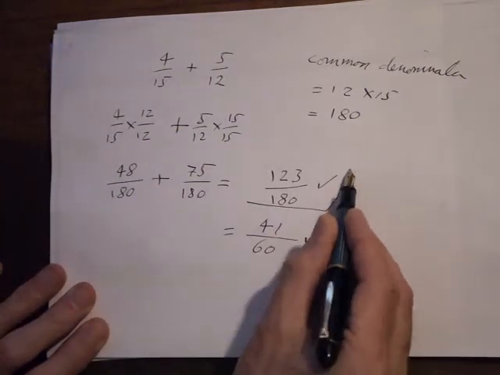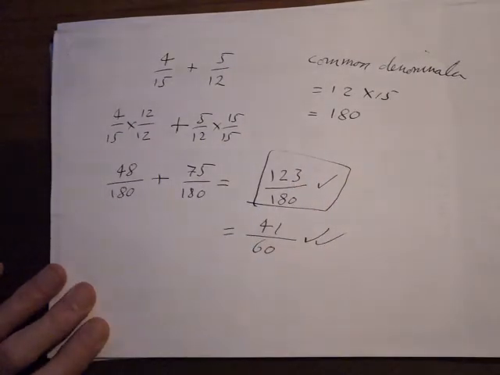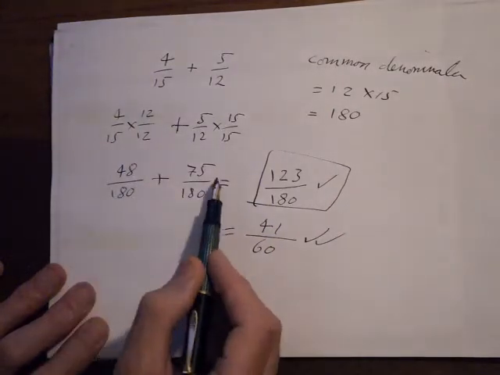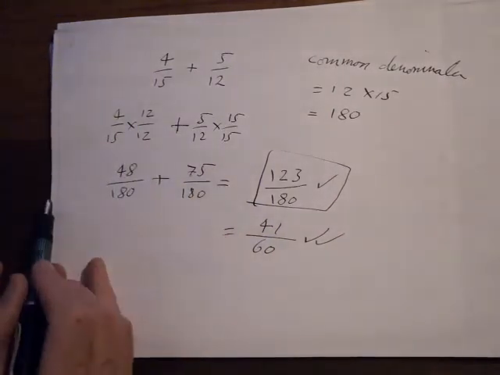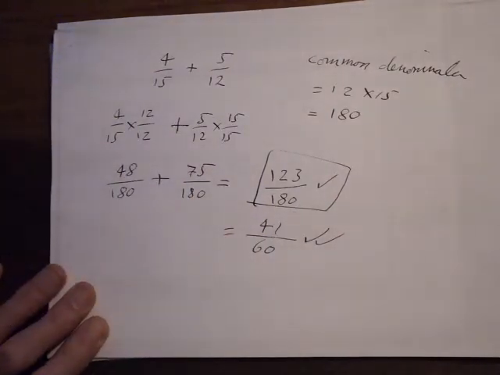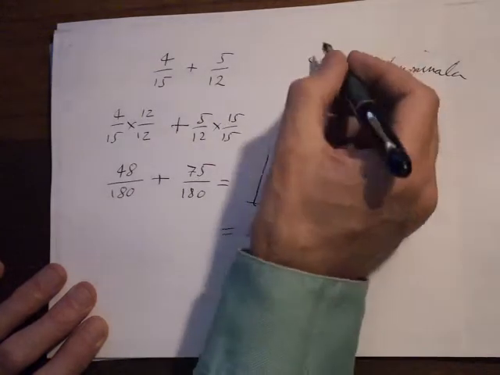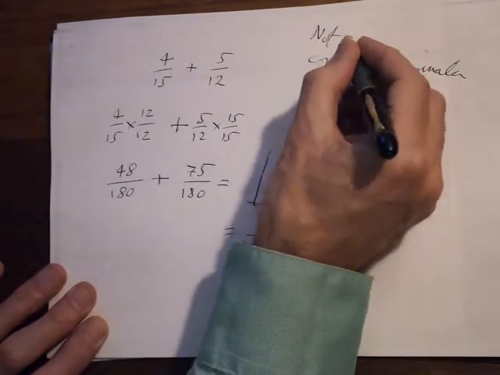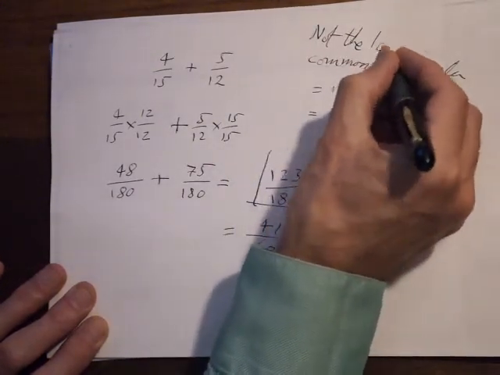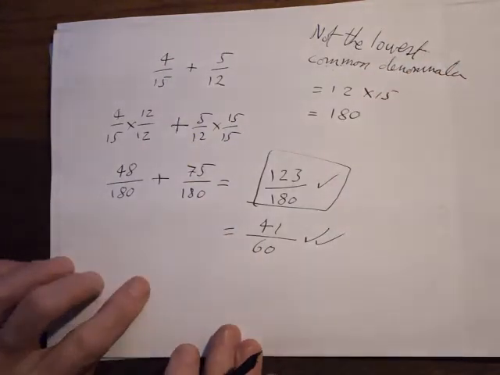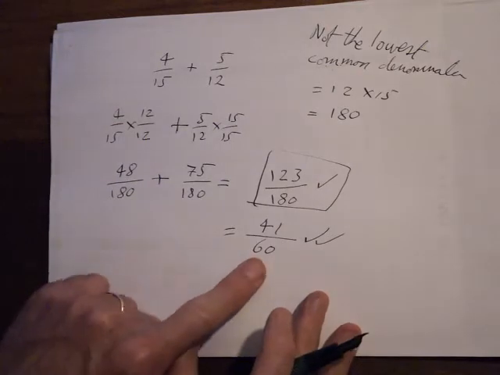But the problem that we had is that in order to get to that number, we had some big numbers going on here, quite a lot of calculation to do, and an answer which then needed to be simplified. And the reason for that is this is a common denominator, but it's not the lowest common denominator. We need to find a way of using the lowest common denominator.